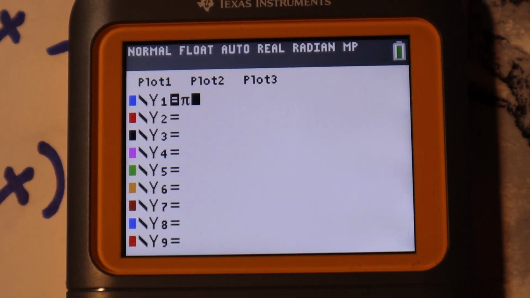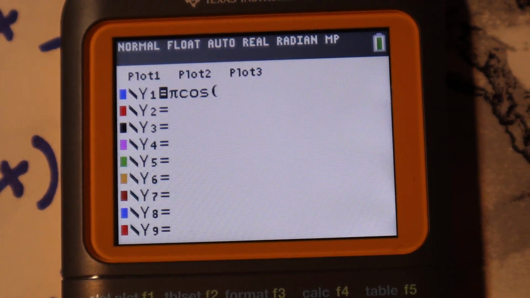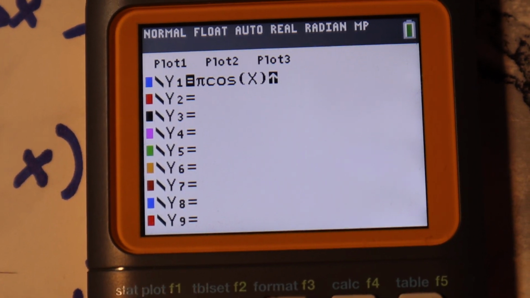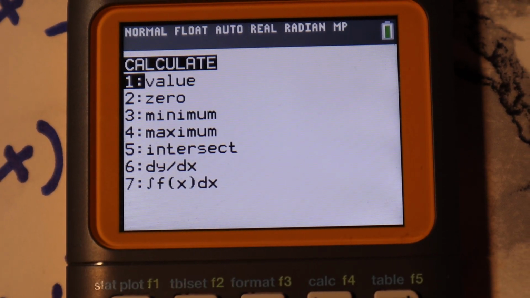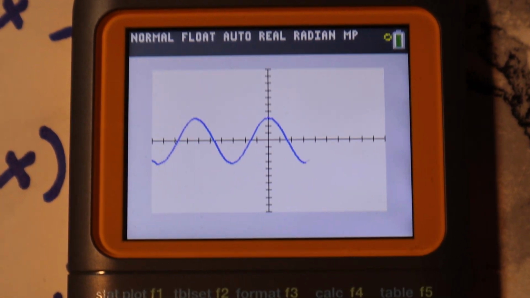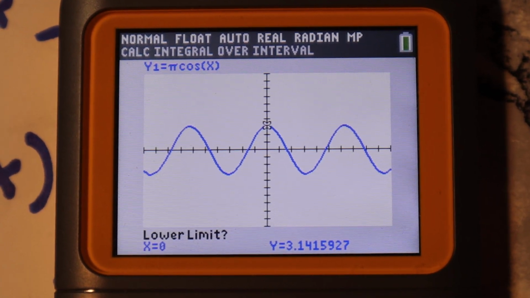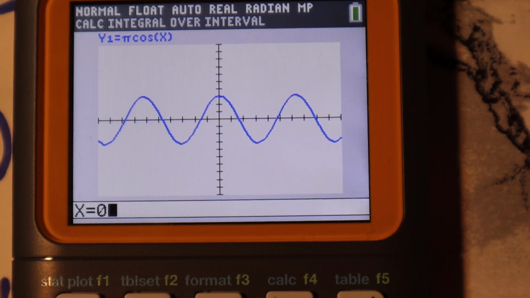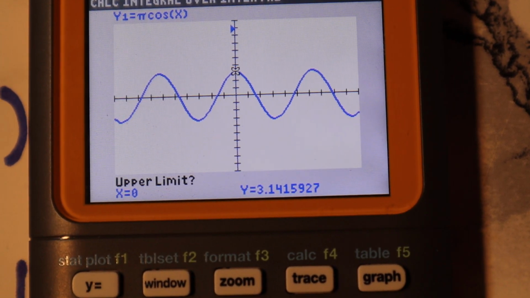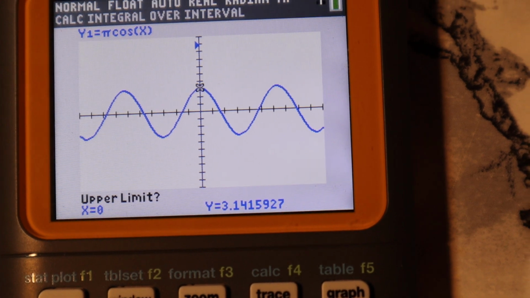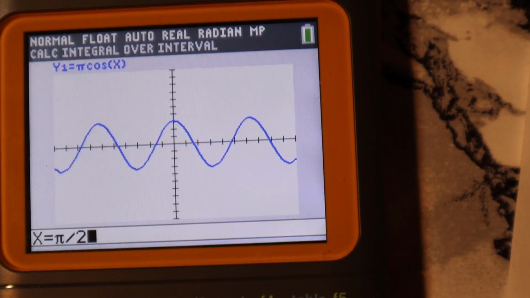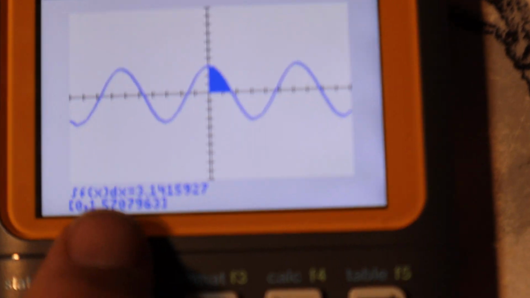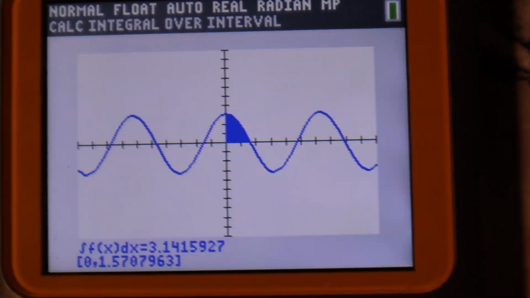Second and pi, and then cosine x, close parentheses, and to find the integral it will be second trace, scroll down to 7 or hit 7. The function is graphed, and they tell us what's your lower limit. Lower limit, as you know, is 0. So 0, enter. And what's the upper limit? Upper limit is pi over 2. So second and pi divided by 2, and then enter. The final result, as you see, is clear, and it's 3.14, similar to our work.